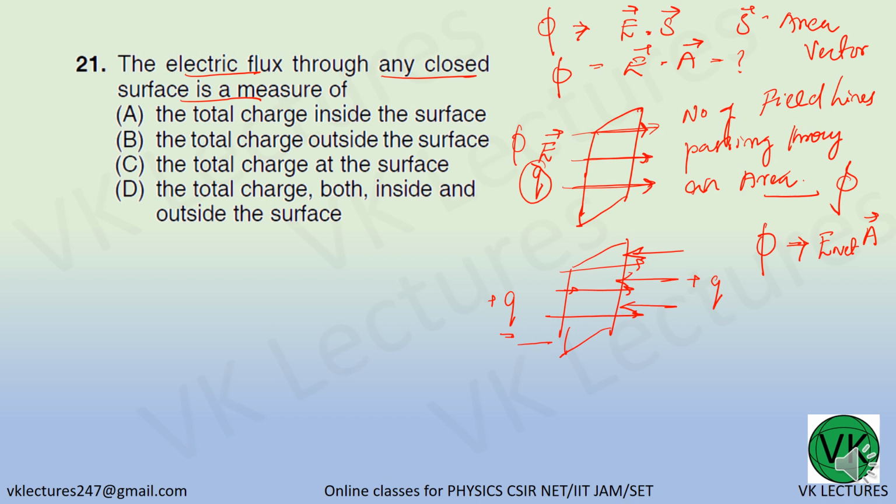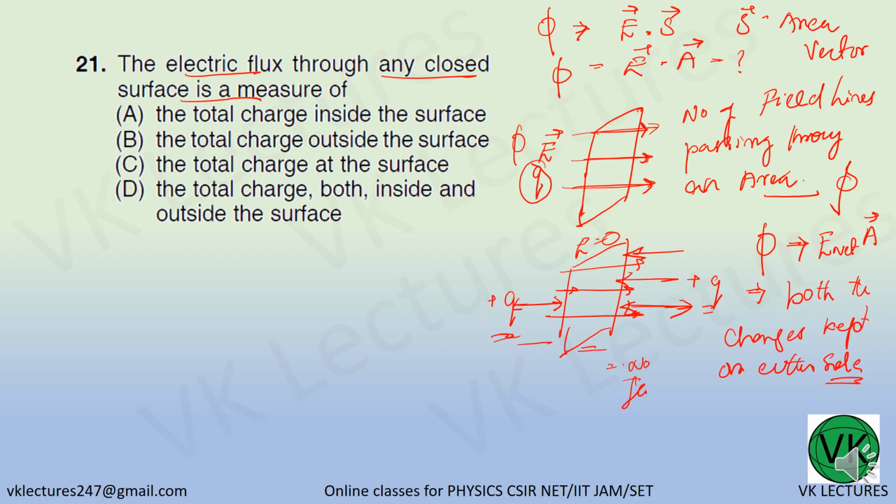Now this phi is due to what? This phi is due to both the charges kept on either side, and if both the charges are equal and opposite and kept at the same distance from the sheet, then net electric field E will be equal to 0. Then there will be no flux. Okay, no flux. So this is the idea.